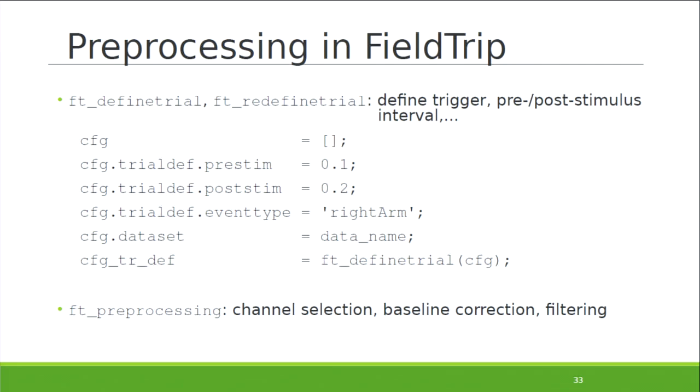We're only interested in the right arm stimulation. And then we call this function ft_definetrial. Then there's also one other important function, which is called ft_preprocessing, where you can select channels, do a baseline correction, for example, or filter, which we will also see later.